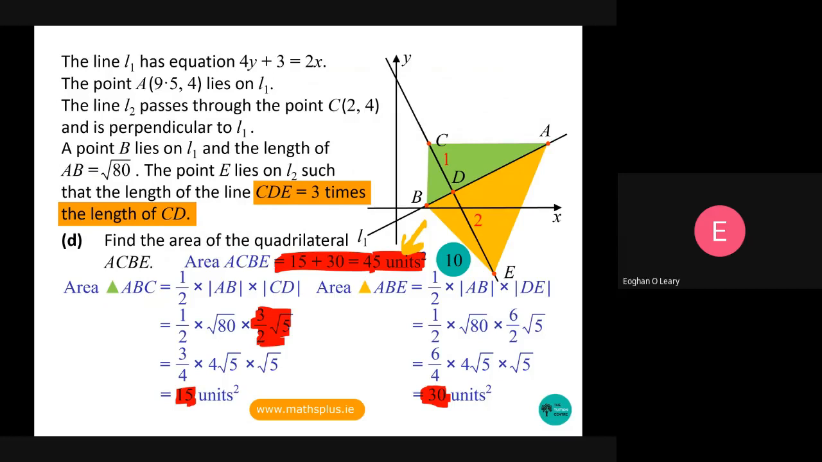Okay, so that was the end of that question, and we feel that students probably did okay until part D, and then maybe part D proved just a little bit difficult. But you can see now, looking at it, that it was a doable question. Okay, so we're finished here with question 5, and we'll move on now to question 6.